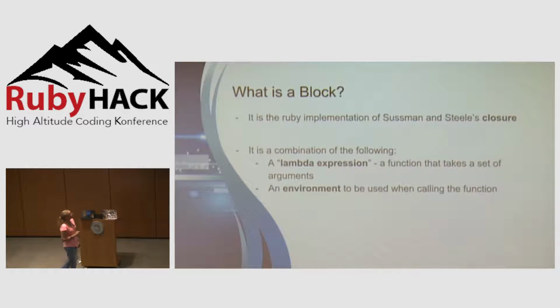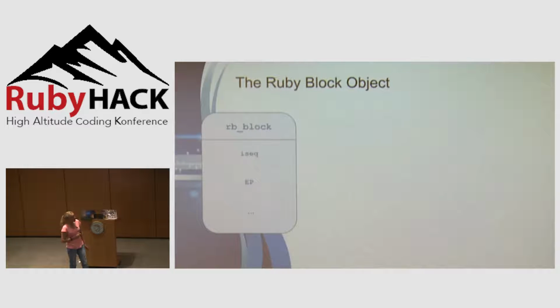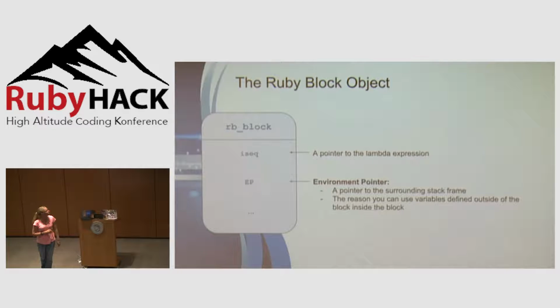Okay, in the underlying C code for Ruby, the block is actually an object, and it's called RB_block. In Ruby 2.2 and lower, it is actually called RB_block_t, with a _t at the end as well. And it has several properties. Among those is the iseq pointer. And this is just a pointer to the lambda expression of the closure.